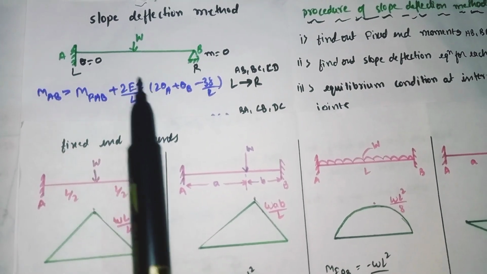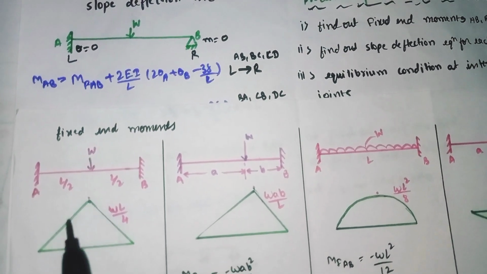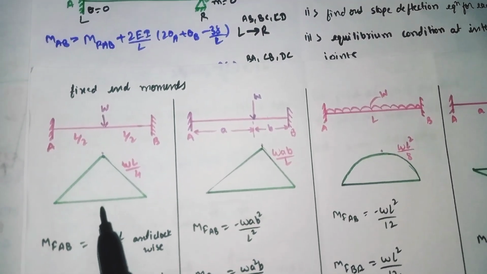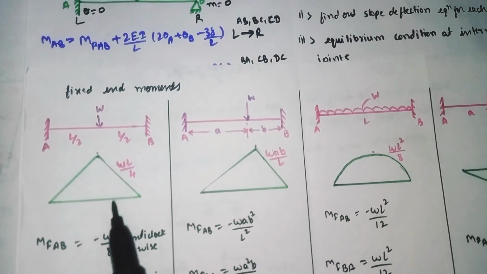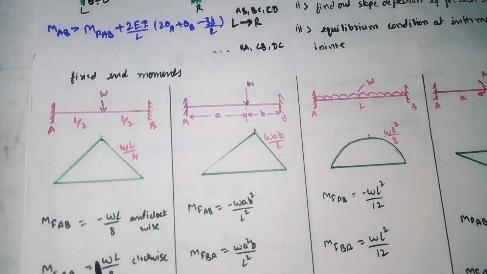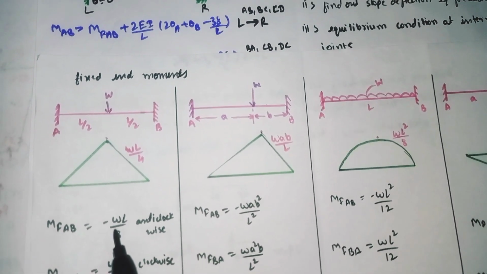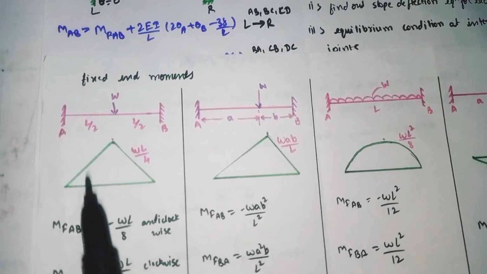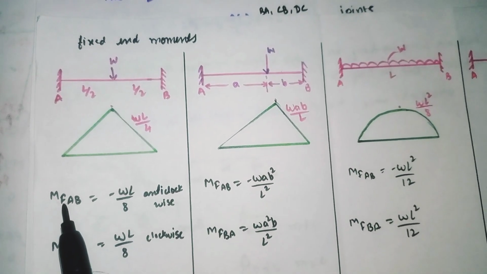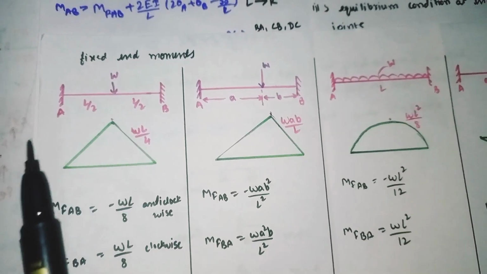See here, our beam is a simply supported beam. The load is coming at the center, at a distance of L by 2 and L by 2. So this is the diagram. The bending moment diagram will come like this. And for finding the fixed end moment, our MFAB is equal to minus WL divided by 8, A to B from left side to right side. We need to calculate by using this formula. MFAB is equal to minus WL divided by 8, because it is anti-clockwise.